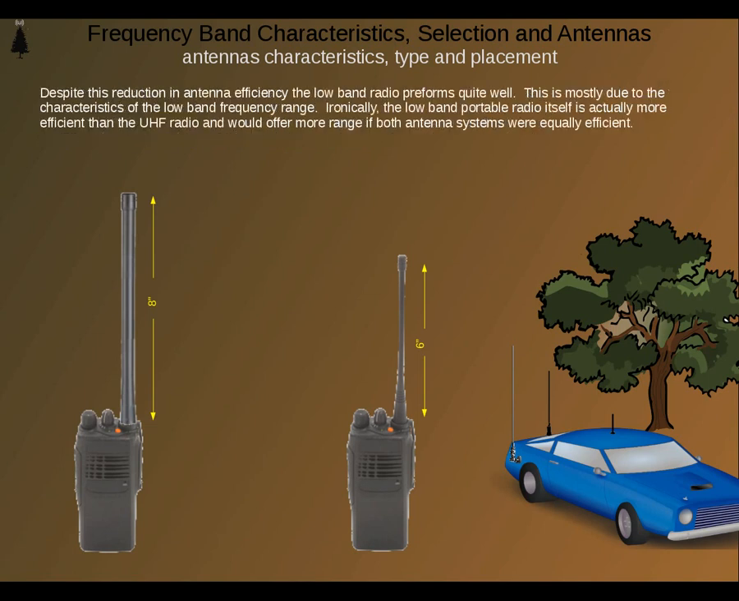Despite this reduction in antenna efficiency, the low-band radio performs quite well. This is mostly due to the characteristics of the low-band frequency range. Ironically, the low-band radio itself is actually more efficient than the UHF radio and would offer more range if both antennas were equally efficient.